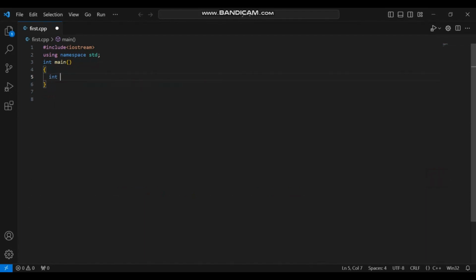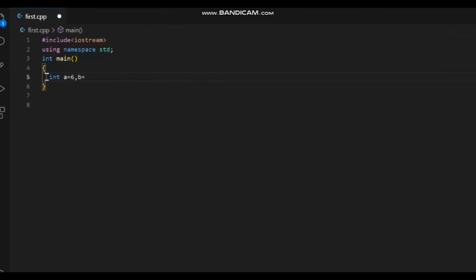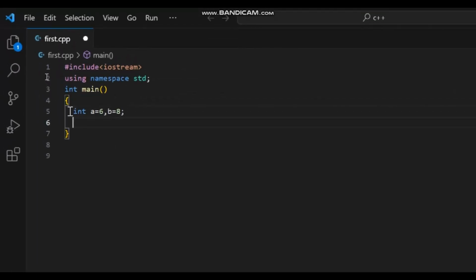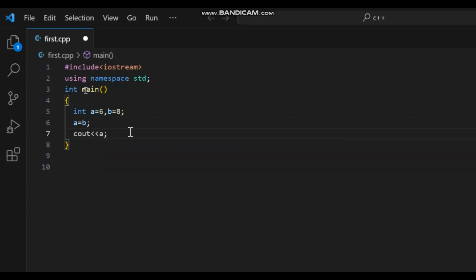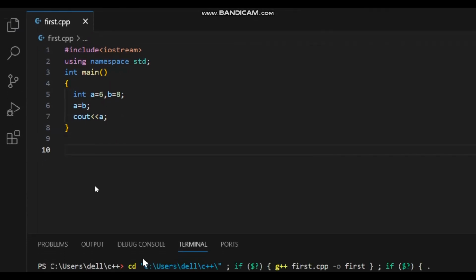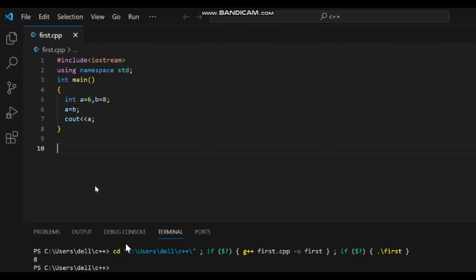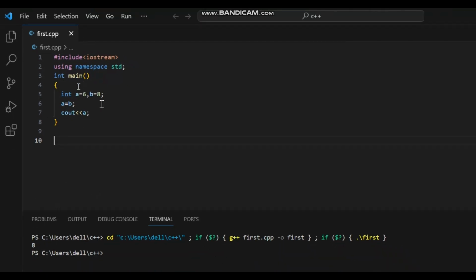Now if we take two variables, A equals to 6, B equals to 8. Now A equals to B means whatever the value in B will be shifted to A. If we print A here, the output we get is 8, because 8 will be shifted into A. Eight we have got printed.